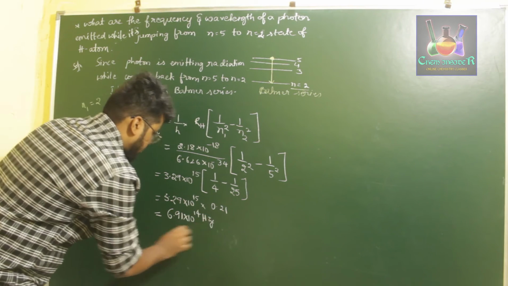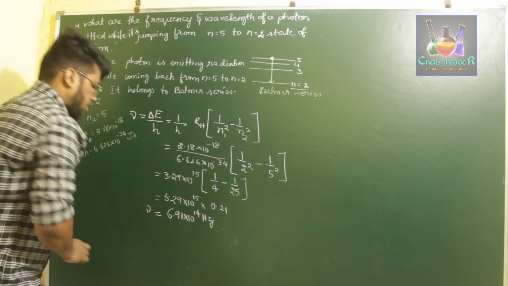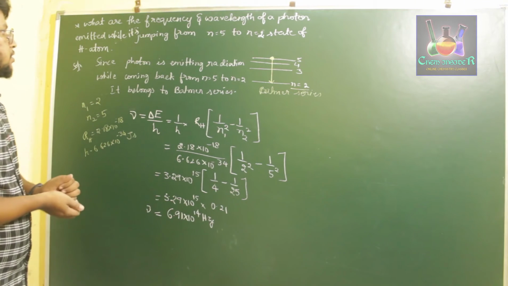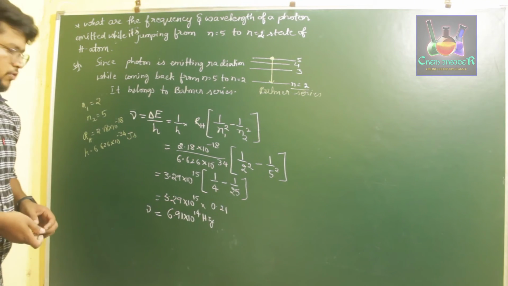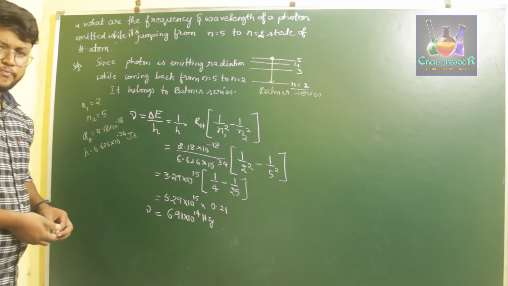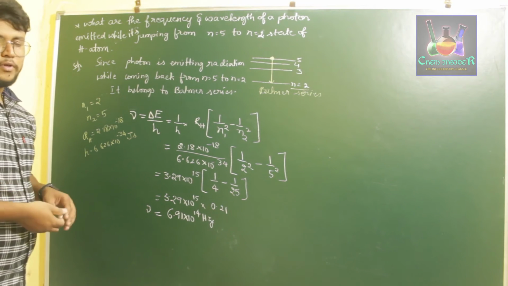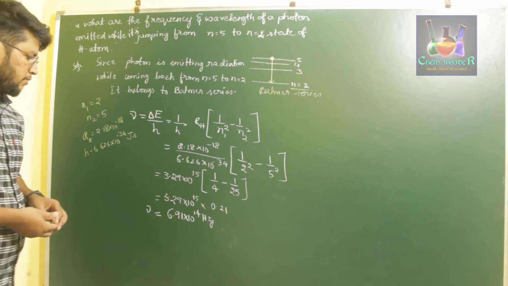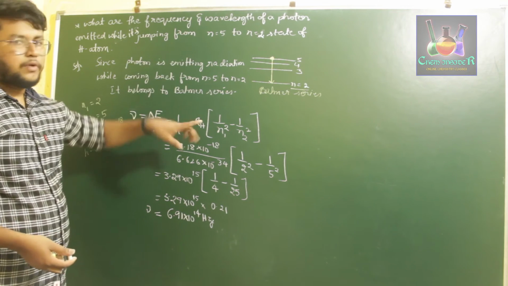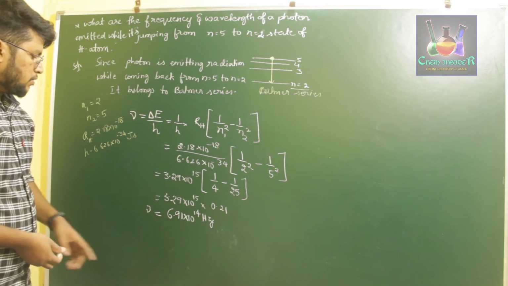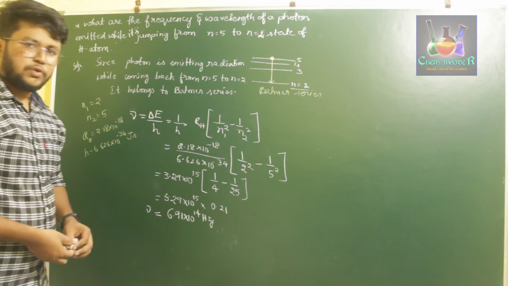So this is the frequency of the emitted radiation, of the emitted photon. That is, the frequency of the radiation emitted while jumping from n5 to n2 state. So mu is equal to 6.91 into 10 power 14 Hertz.